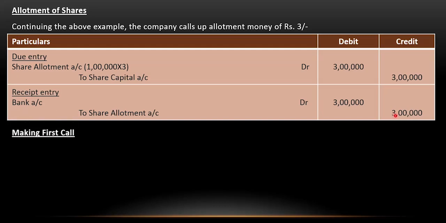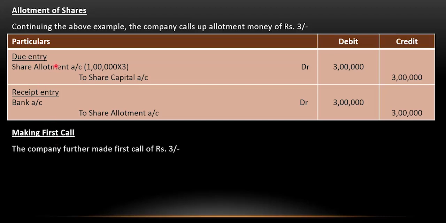So next would be the first call. We have already received 2 rupees as part of application and 3 rupees as part of allotment. Now would be the first call. In this example, the company has made a first call of rupees 3 per share. So if the company is making a first call, once again there will be a due entry because the company is supposed to receive that much money from the shareholders.